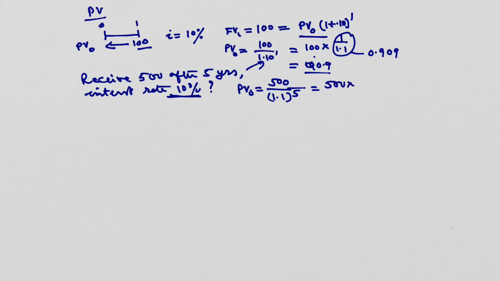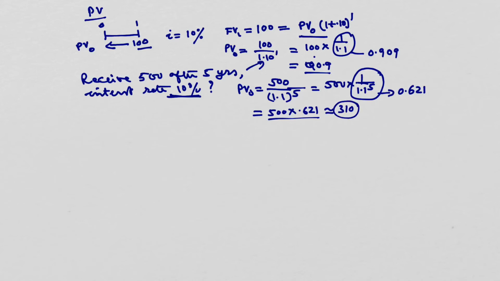500 into 1 divided by 1.1 raised to 5. Now if you use a scientific calculator, this factor will work out to 0.621. Therefore, the present value will be 500 multiplied by 0.621. Right? And if you multiply, as you can see, this will be approximately 310 rupees.